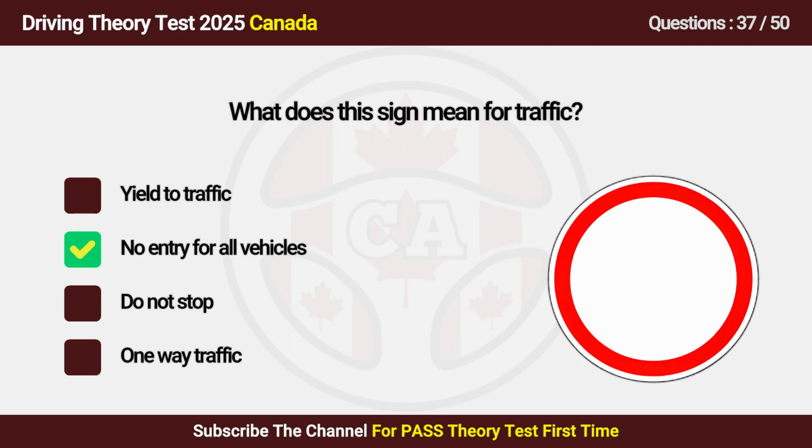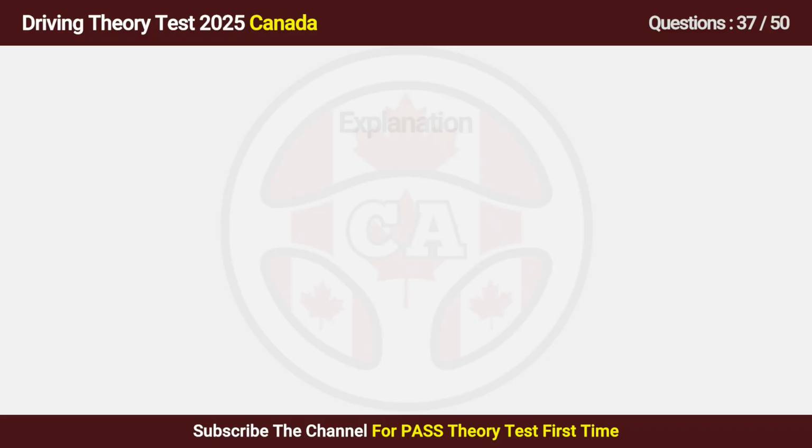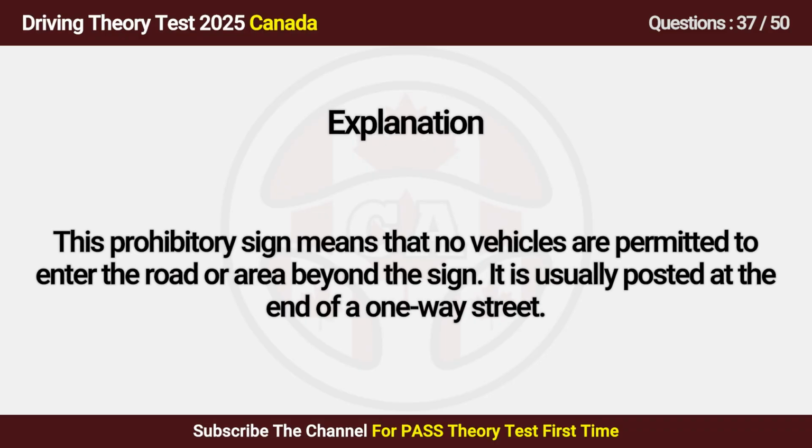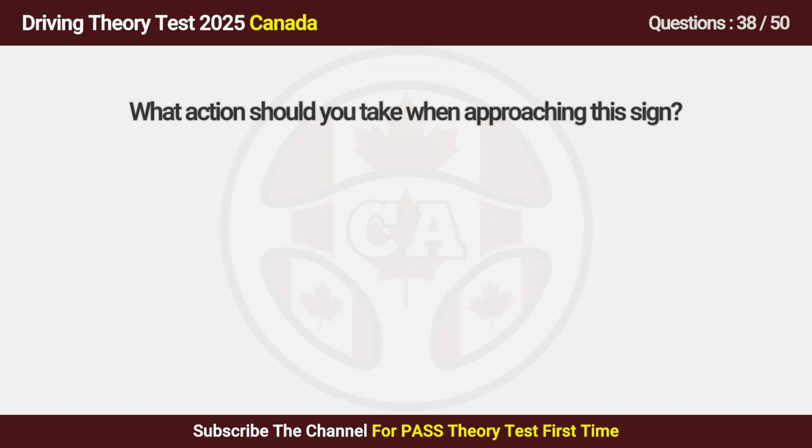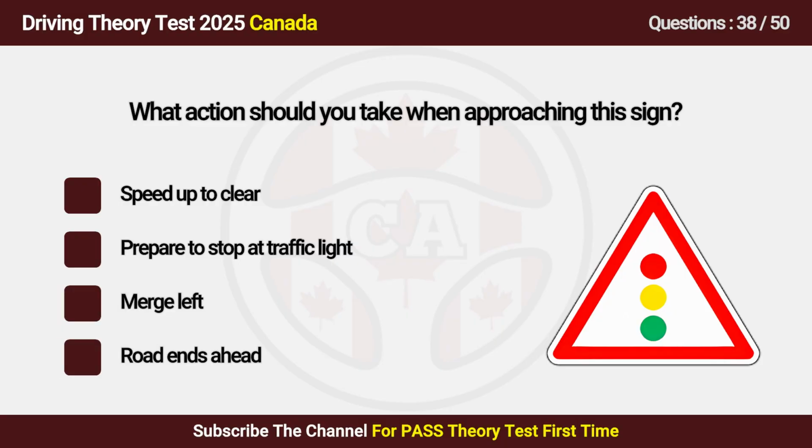Answer is B. No entry for all vehicles. This prohibitory sign means that no vehicles are permitted to enter the road or area beyond the sign. It is usually posted at the end of a one-way street. Question 38. What action should you take when approaching this sign?